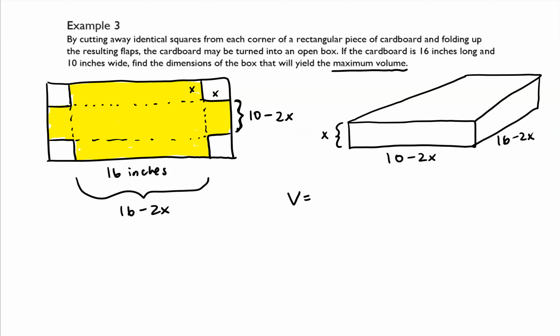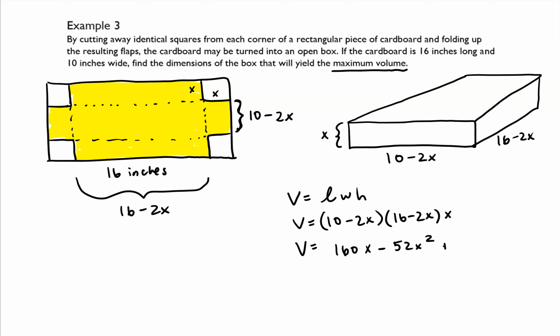So I'm going to write a volume formula. It's length times width times height, and we know those values in terms of x. So the length is 10 minus 2x, and the width is 16 minus 2x, and then the height is, oops, I wrote h, but I meant to write x. And if you expand that and multiply that out, you should get that the volume of the box is equal to 160x minus 52x squared plus 4x cubed.